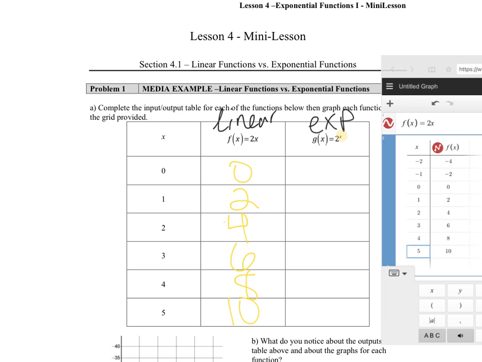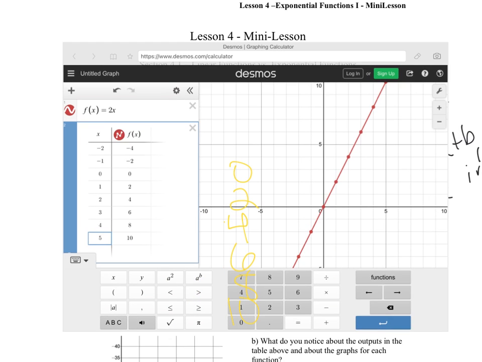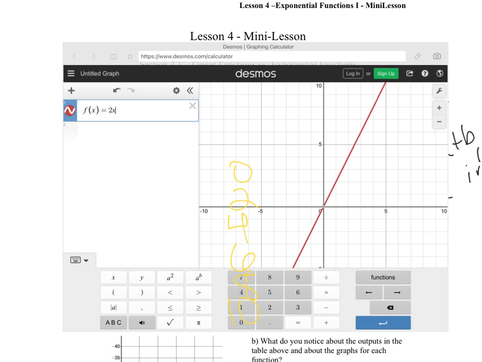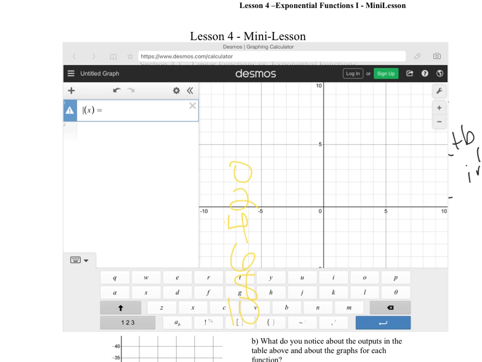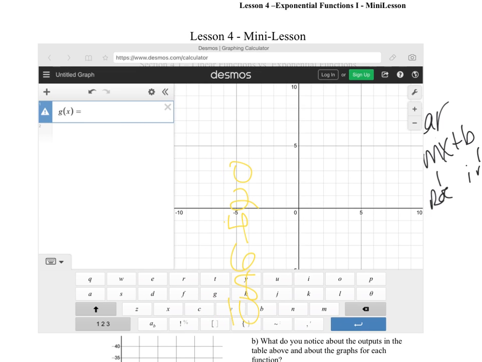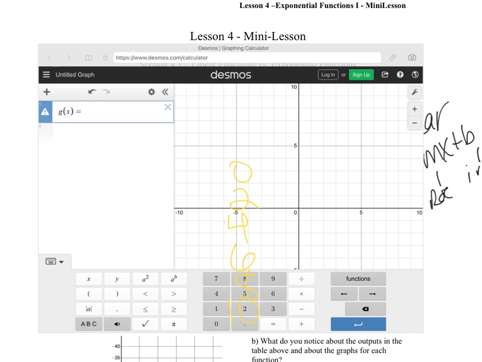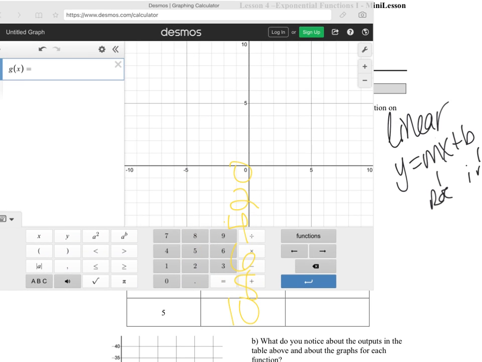All right, so then I'm going to put the other one in. It's 2 raised to the x. So clear that. Technically, they call that one g of x. It doesn't really matter what we call it, but to make our video legit, g of x. And I'm going to go 2 raised to the x power.